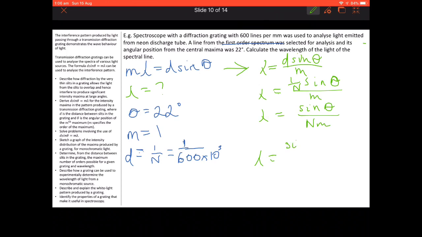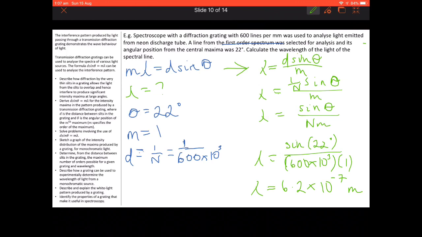So this is going to be sine of 22 degrees over 600 by 10 to the 3, and then m is 1. So you'll end up with a wavelength of 6.2 by 10 to the negative 7 metres. So that's the wavelength of the light of the spectral line if the angular position is 22 degrees.